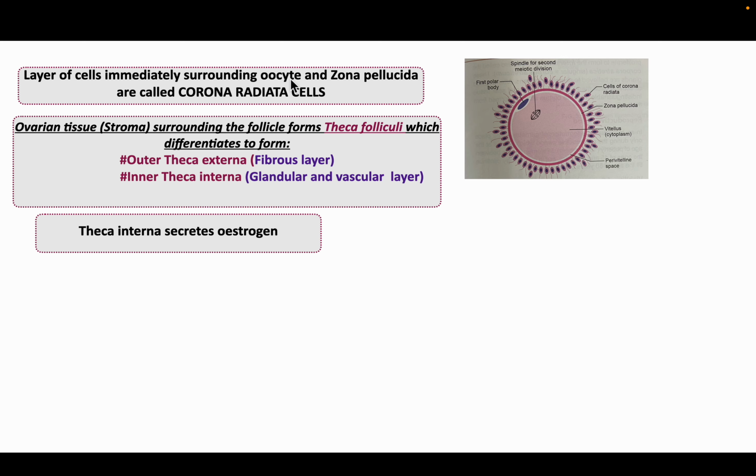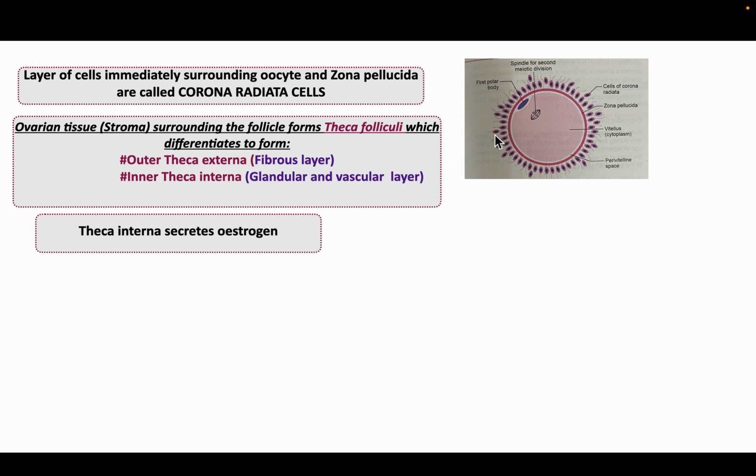Now the layer of cells immediately surrounding the oocyte and zona pellucida are called corona radiata. So these are the granulosa cells which are present immediately next to the membrane, and they are sticking to the wall of the zona pellucida. They are given the name corona radiata cells.